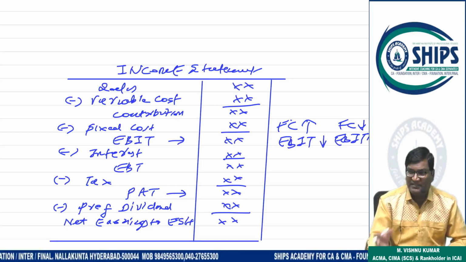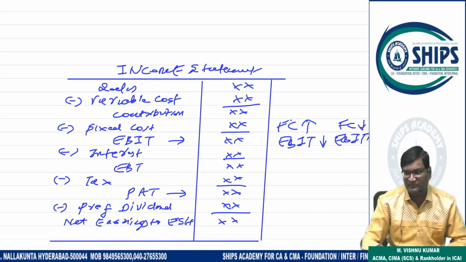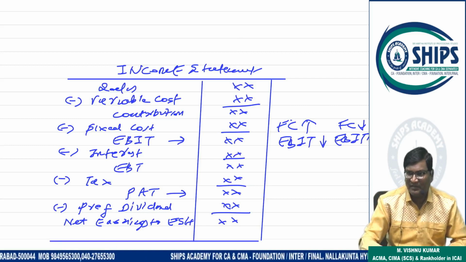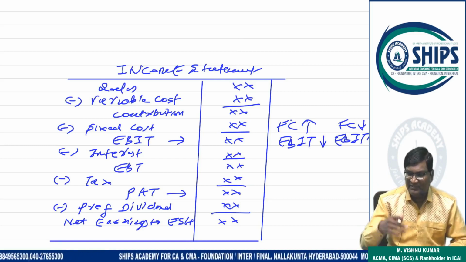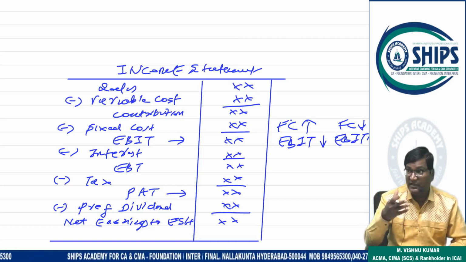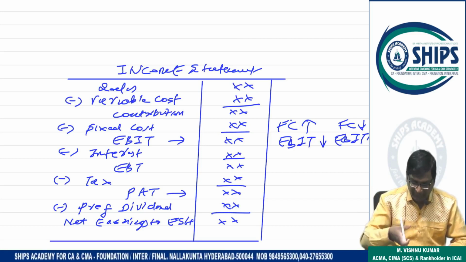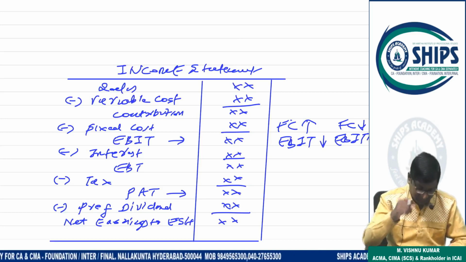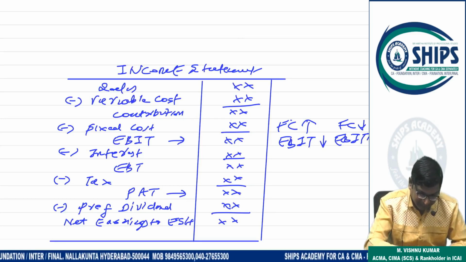So you can define business risk in different ways also. There are different ways of defining the business risk. One is operating risk. It means if fixed cost increases or decreases, business risk increases or decreases. Another way is, if EBIT is changing, that is also called operating risk, or business risk. So this point is clear now? Right.